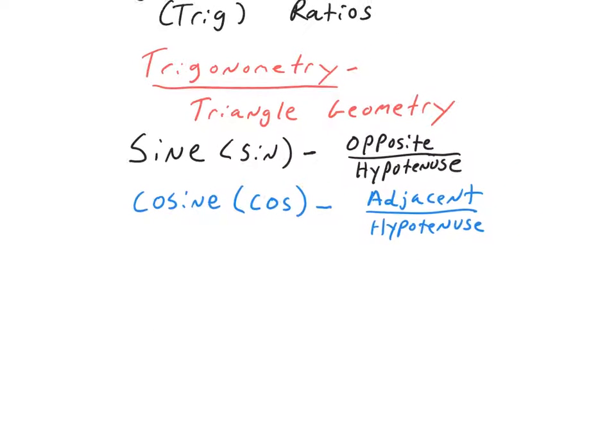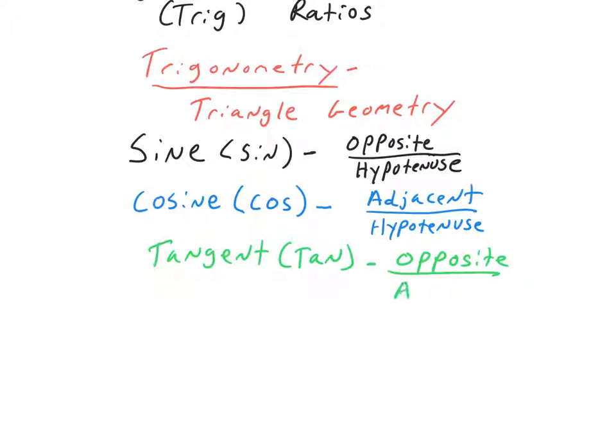And the third type is called the tangent. On the calculator, it's TAN. And it is the opposite side over the adjacent side.